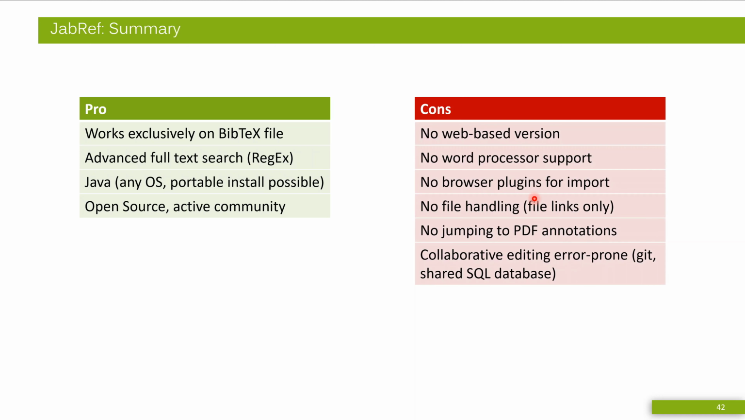On the downside, there is no web-based version of JabRef, so there's really just a client application, and you would need to have a computer running this application ready in order to add any literature and so on. You can't just go to the web and add literature there. It doesn't have any support for what-you-see-is-what-you-get word processors like Microsoft Word or LibreOffice, because it is really focused on BibTeX and the original use of BibTeX, which is for LaTeX. Yeah, so no word processor support, also no browser plugins to automate the import of new items to your library.